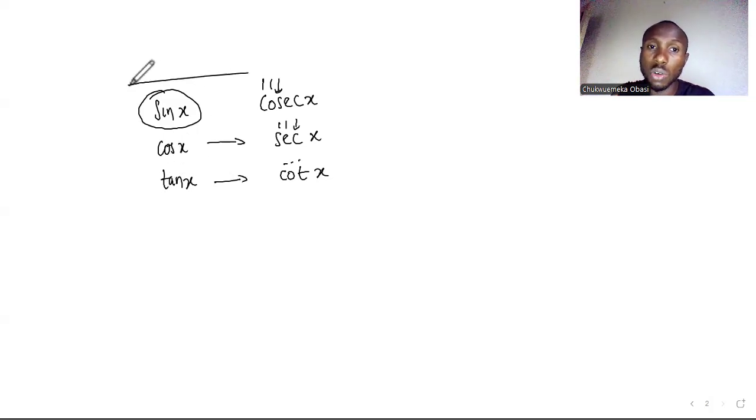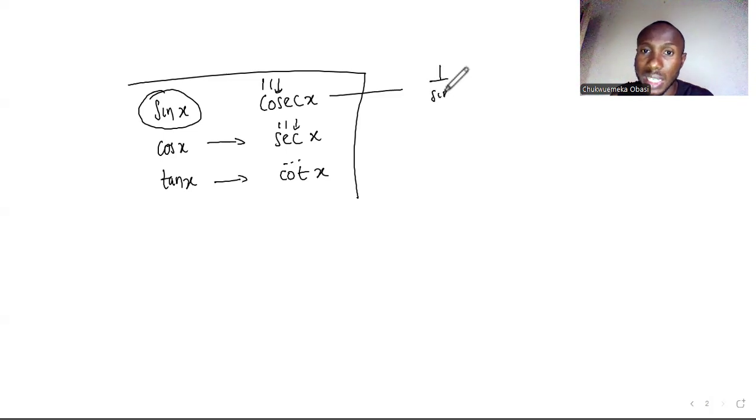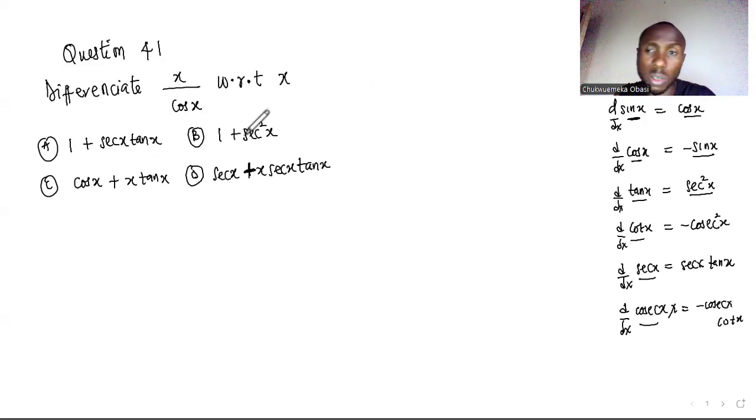So I'm very sure now that when you see cot x, you should know that's the inverse of tan x. In other words, what I mean by inverse: cosec x is the same as 1 over sine x, sec x is the same as 1 over cos x, and cot x is the same as 1 over tan x. So guys, I'm sure by now you have a good start on what we want to talk about. Now let's go back to this question.